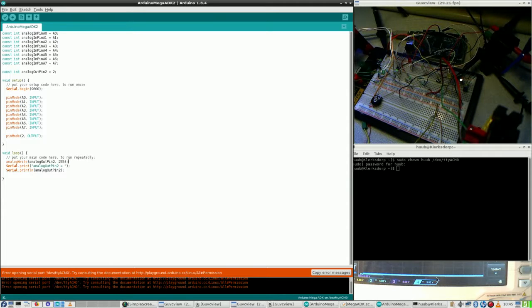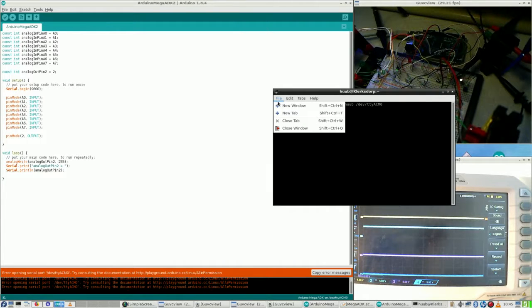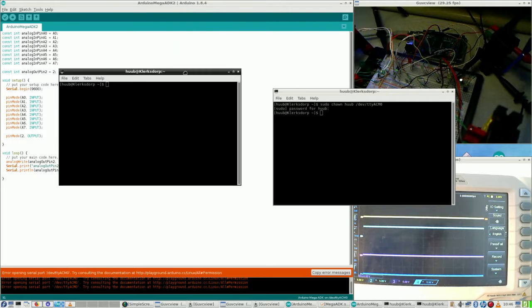How about screen? That should work. Let's try that one. Screen dev TTY ACM 0. Terminating.